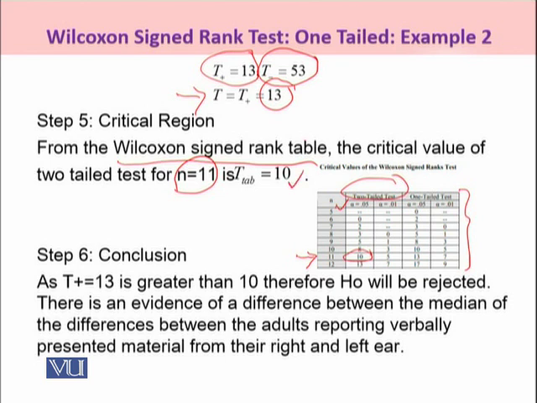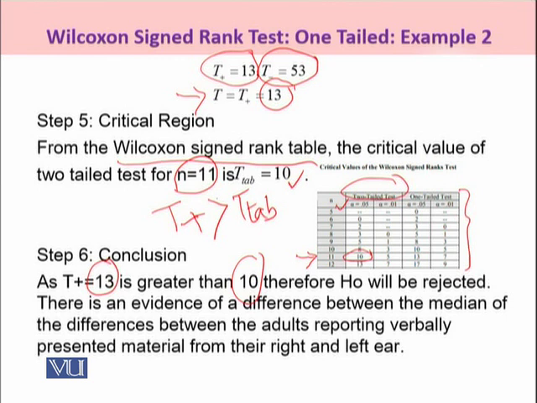Now look, students, as far as the conclusion is concerned, we are expecting that your positive signs must be larger than your tabulated value. We reject our hypothesis if T plus is greater than T tabulated, because in this case we are expecting more positive signs. If the probability falls on the extreme right side, you reject. So as T plus is 13, it is very much greater than the tabulated value 10. So we would be rejecting our null hypothesis.